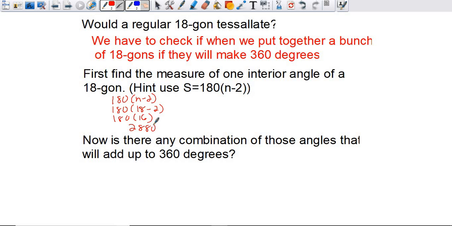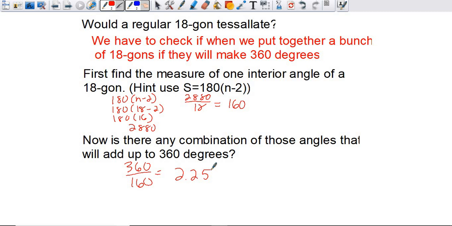So if I want to figure out what one of them is, I take the 2,880, divide it by the number of sides, which was 18. When we do that, we get 160. So that's what one interior angle would measure, okay? So now we need to figure out if there's any combination of 160 that could equal 360. So the way that we do that is we just take 360 and divide it by 160. When you do that, you get an answer of 2.25.